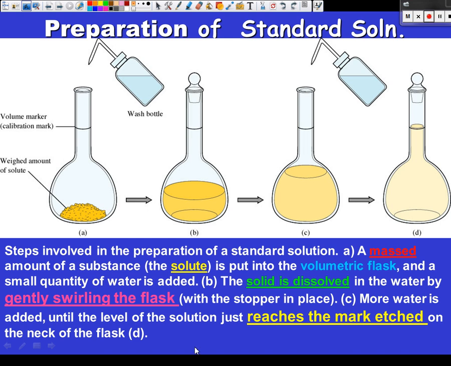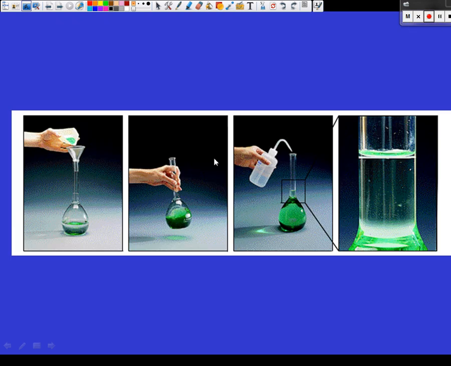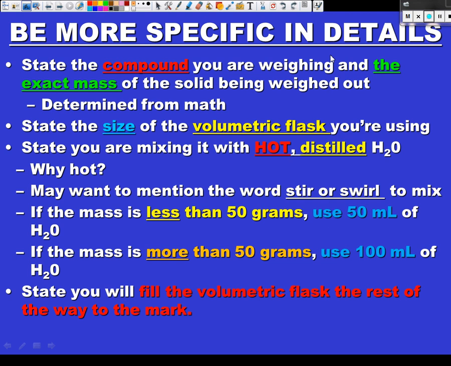All right, so let's just go on to do this real quick. You pour the solid in, you put a little bit of water, you swirl, right? Swirl, and then fill it up with water to what? To the line marked the etch on the glass. Does that make sense? Sometimes you do. Okay. Now, here's the way we could be more specific.